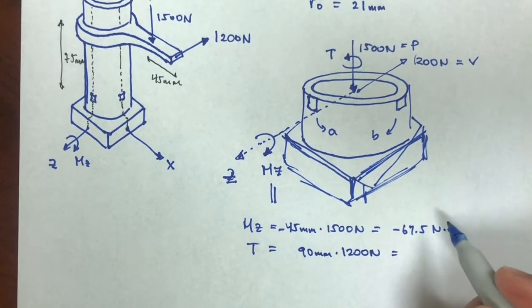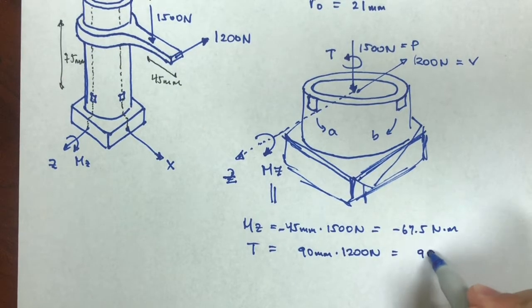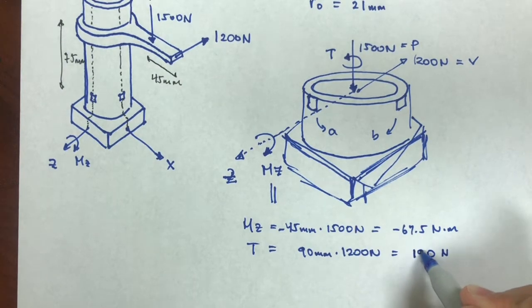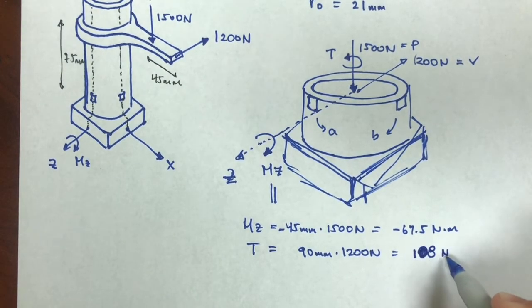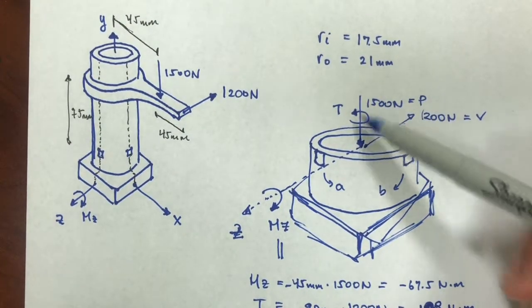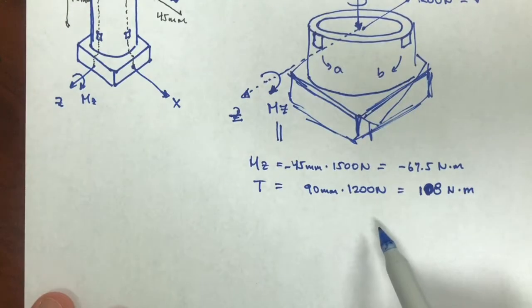Okay, so that value would be 108 Newton meter. And that would be positive because if I'm looking at it from the positive Y direction, this would be counterclockwise, so that's positive.